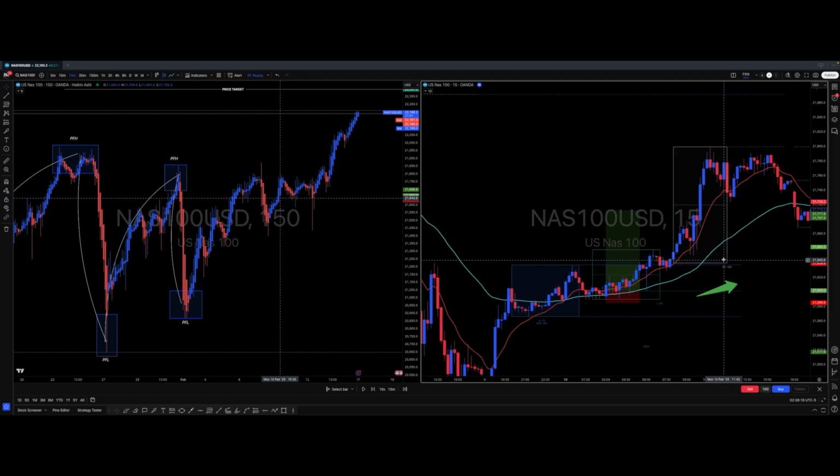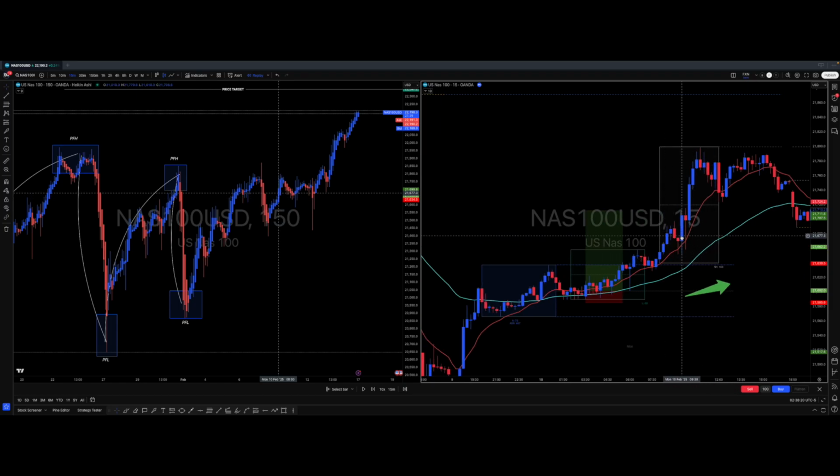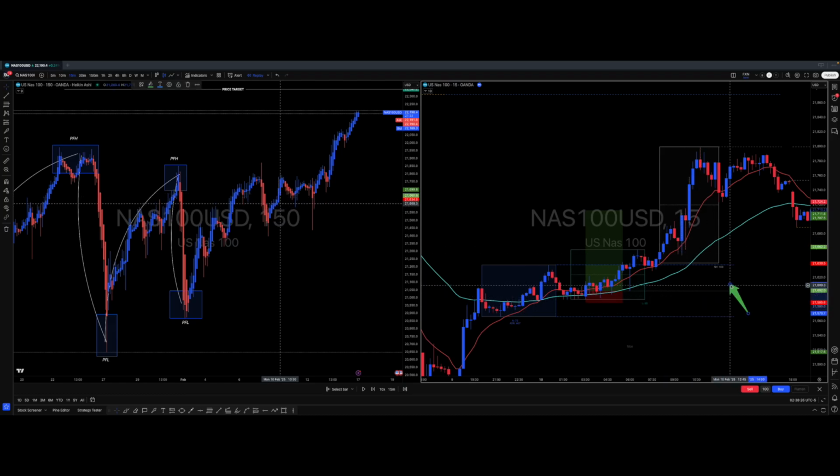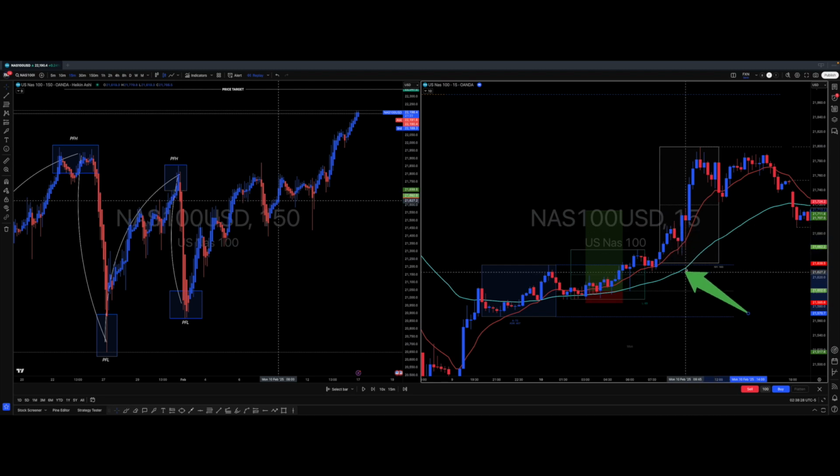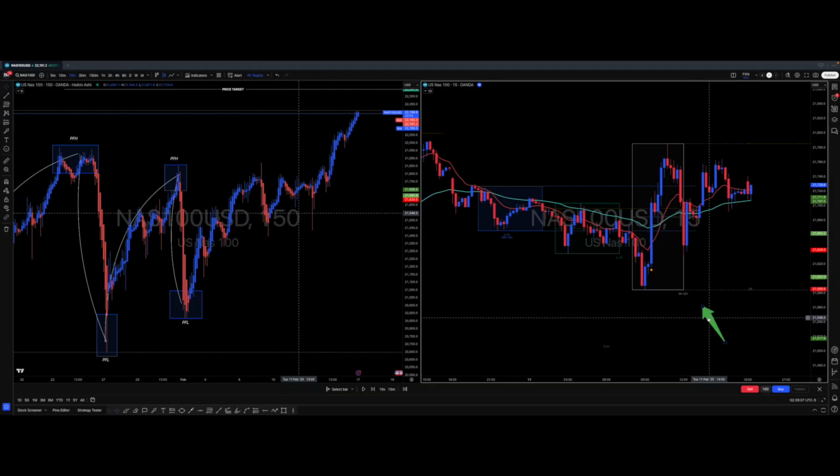During the New York session, there was no trade setup at all. The only possibility that we could have had was if we had a pullback back to the 50. That could have been like a continuation trade. Now, going over to Tuesday. Okay, what do we have for Tuesday?